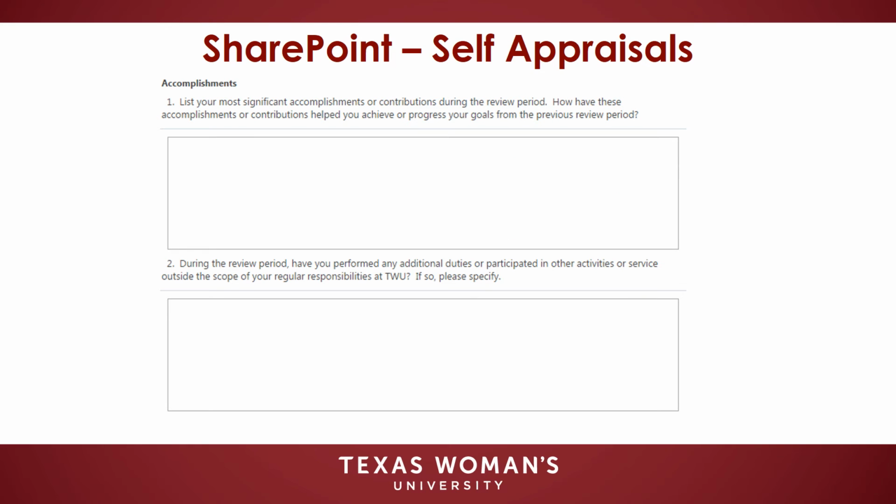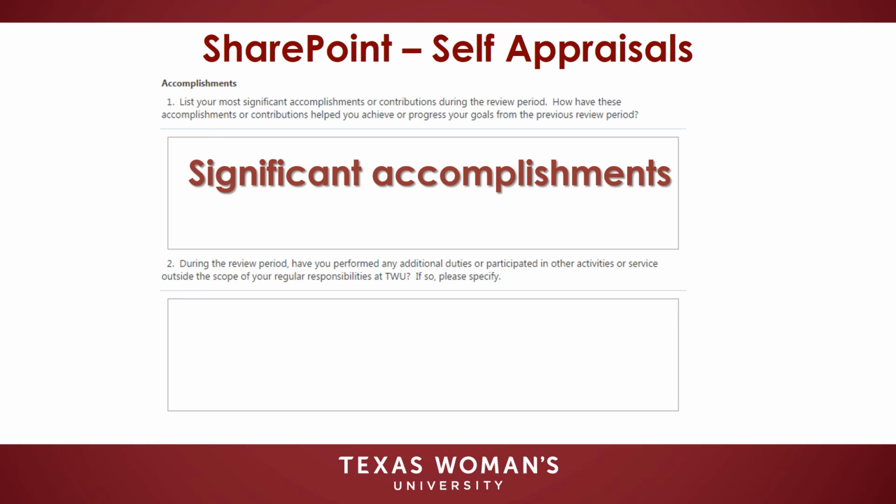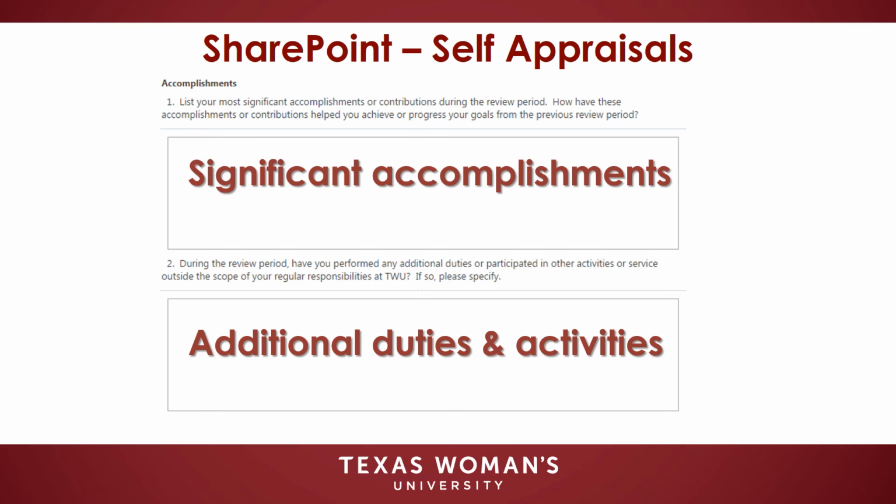The next section of the self-appraisal is about the most significant accomplishments that the employee has performed over the review period. The second question is about additional duties and activities. Many employees perform duties and activities outside the scope of their job or outside the scope of their department.